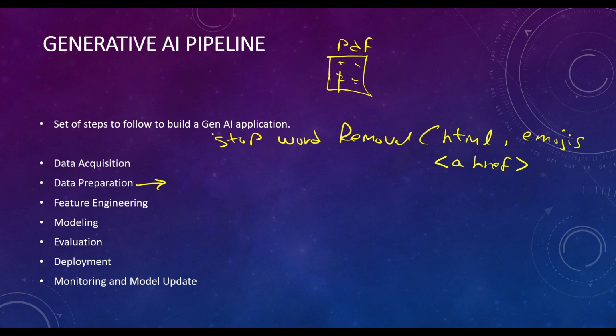Okay, then after removing the stop words, another option which can be done to prepare your data is called stemming. So we have two options which are related. We have stemming and we have lemmatization. Now what is stemming?